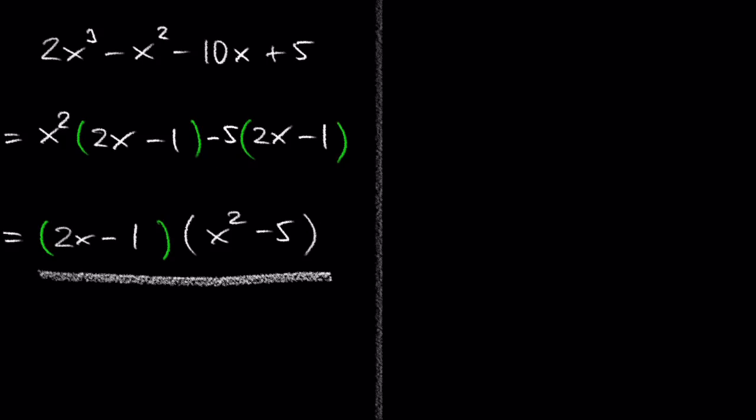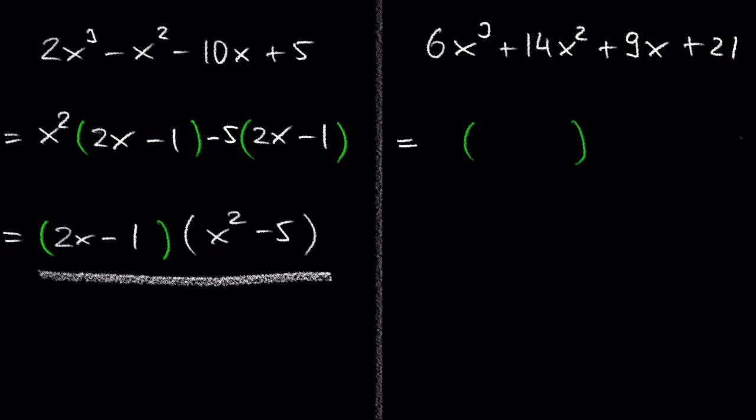Let's solve the last example. 6x cubed plus 14x squared plus 9x plus 21. Again, the first step is to factor the first group and to factor the second group. The greatest common factor of the first group is 2x squared, and the greatest common factor of the second group is 3.